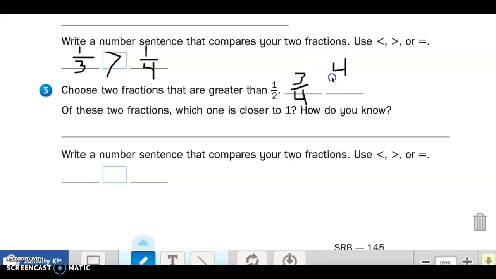And I want you to try this on your own. See which one's closer to 1. How do you know? Please explain your answer. Then write these in the number sentence. So you're going to write down the fractions you're comparing, and you're going to figure out what sign goes there. Is 3/4 greater than, less than, or equal to 4/6?